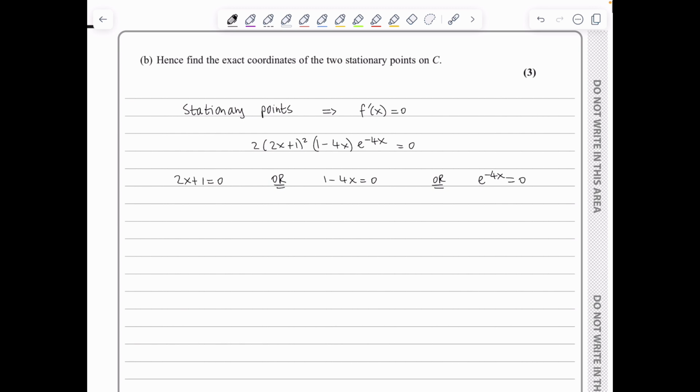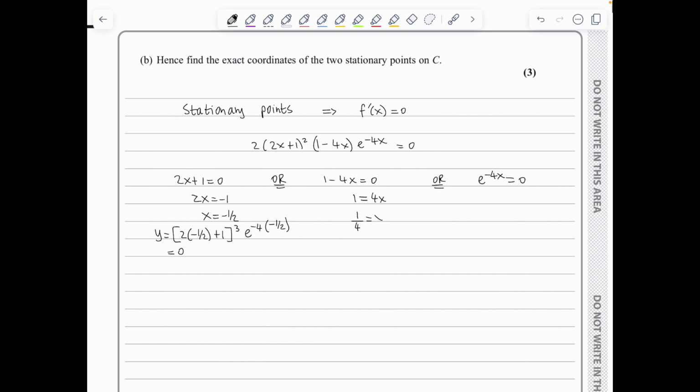Well, for 2x plus 1 is 0, we've got 2x is equal to negative 1, and therefore x is minus a half. I will proceed in finding the corresponding y coordinate, so it's going to be y is equal to (2 times minus a half plus 1) raised to the power of 3 times e to the negative 4 times minus a half. Well, if you put this on the calculator, you simply get 0 because the first bracket here is simply 0.